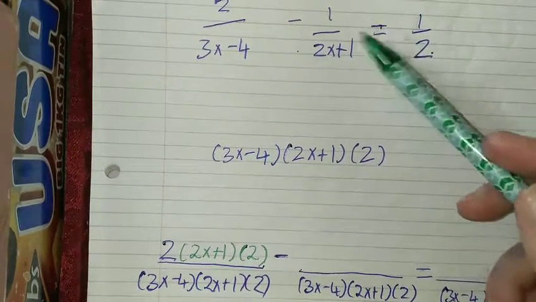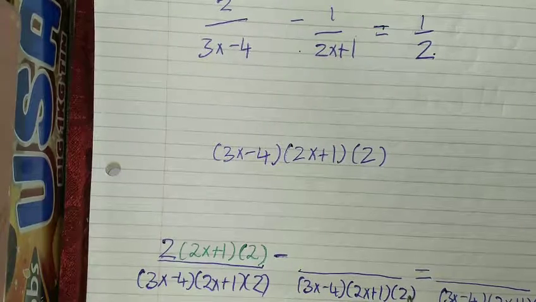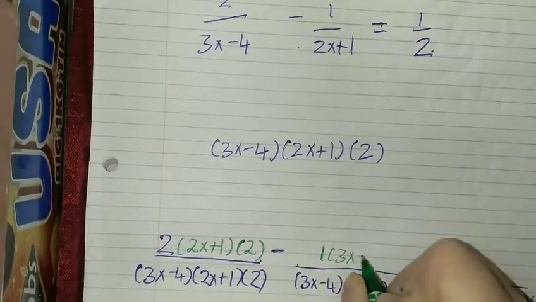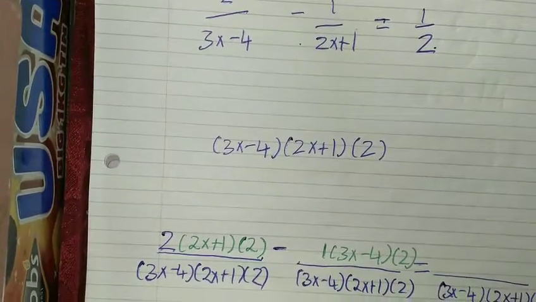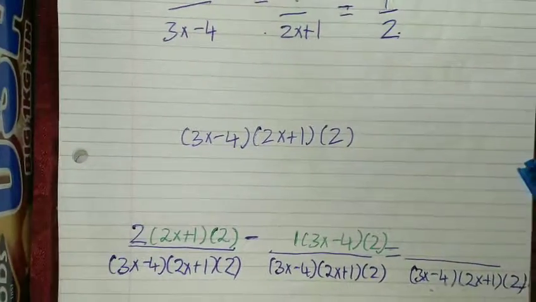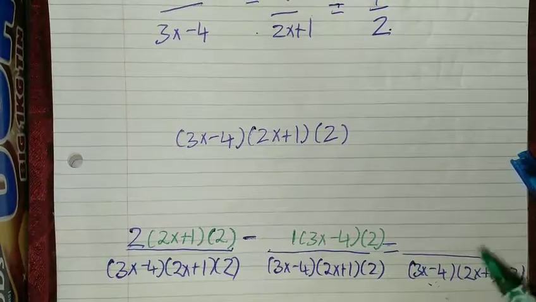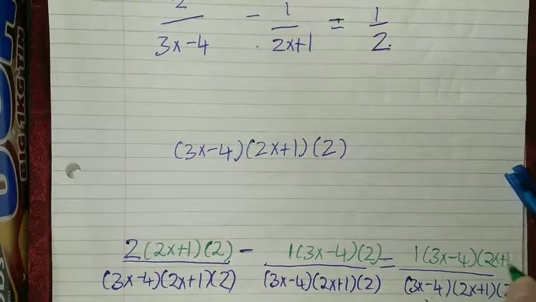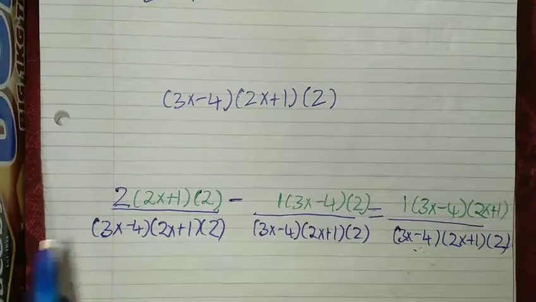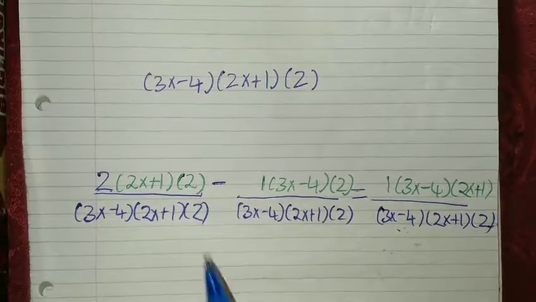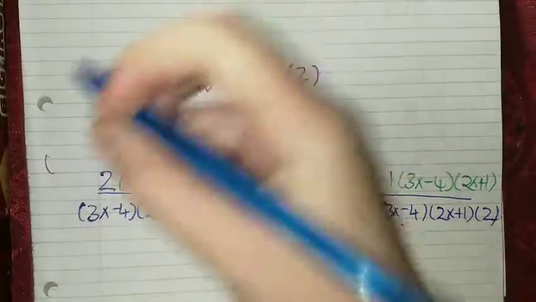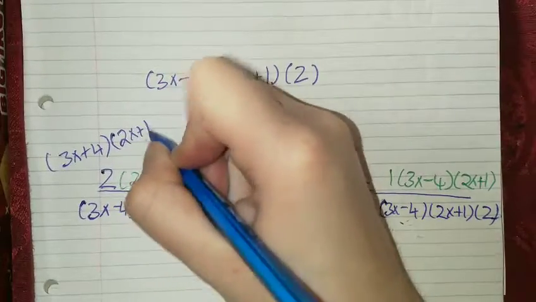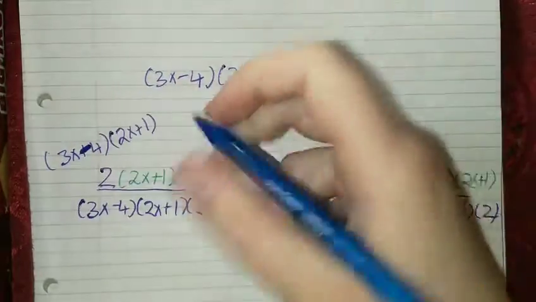So the next one, I changed the bottom by multiplying it by a 3x minus 4 and a 2 because a 2x plus 1 was already there. So the top of it will have to be multiplied by 3x minus 4 and a 2. In this one, I changed the bottom, so I multiplied it by a 3x minus 4 and a 2x plus 1. So the top will have to be multiplied by 3x minus 4 and 2x plus 1. So now I have the exact same denominator underneath everything. And when I have the exact same denominator under everything, I can multiply both sides of my equation by 3x minus 4 and 2x plus 1.